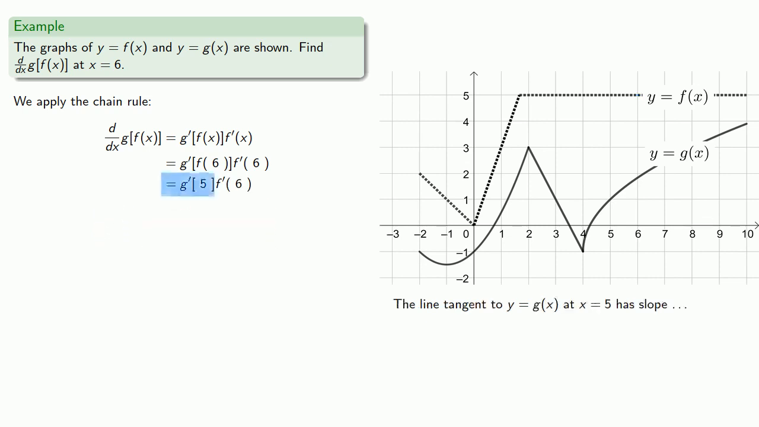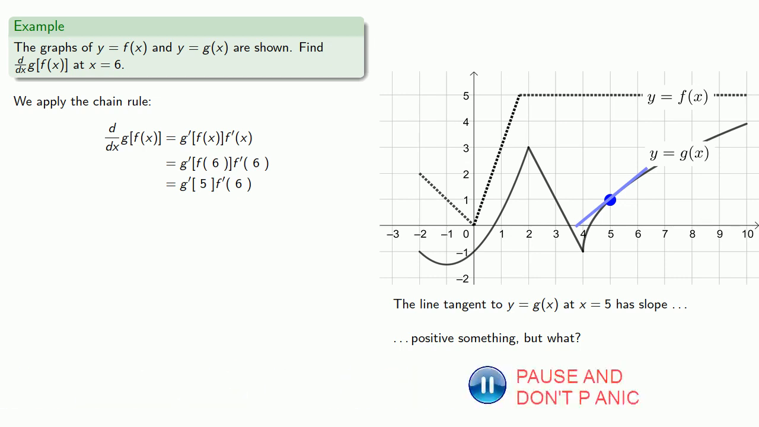To find g prime of 5, we want to find the slope of the line tangent to the graph of y equals g of x at x equals 5. So if we look, the line tangent to y equals g of x at x equals 5 has slope, and I'm not entirely sure, it's positive something, but what? Now, if we absolutely had to get that slope, we could draw the tangent line and estimate the slope, but that would give us at best an approximation to the actual derivative. So let's procrastinate a little bit and see what else we can do.